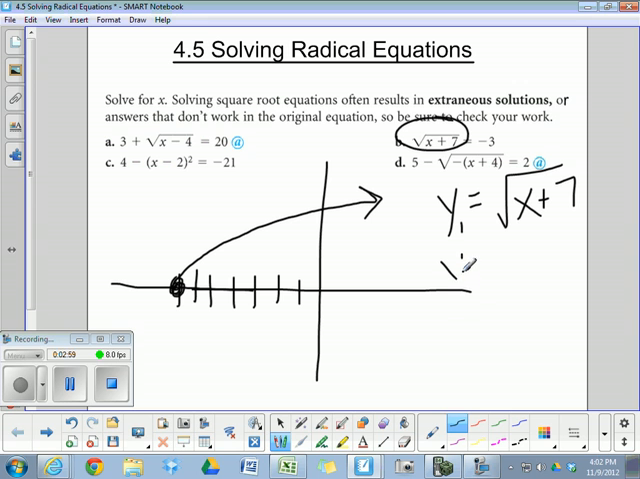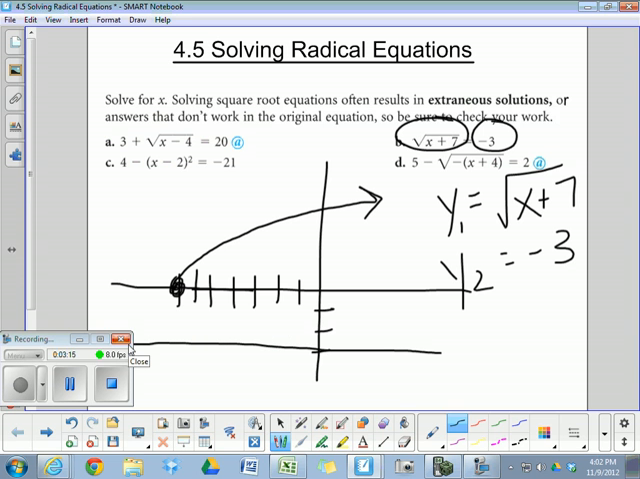The question is, when does that graph equal negative 3? Well, if you graphed y equals negative 3 in the y2 equation on your calculator, it would look like this. We have a flat line, a horizontal line down at negative 3. So the question is, when does this red graph meet with this blue graph? The answer? Never. They do not meet, and that's what makes 2 an extraneous solution.